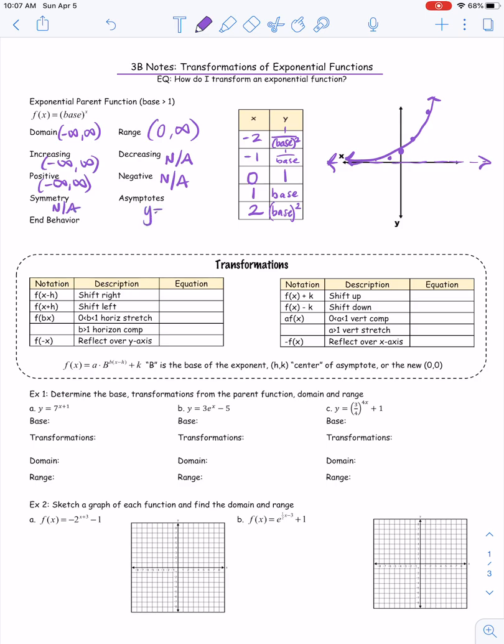Asymptotes, we know it has that one horizontal asymptote at y equals 0. These exponential functions will always have a horizontal asymptote. If it hasn't been shifted up or down, then it's going to be at y equals 0. And then, of course, end behavior.